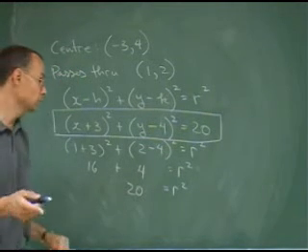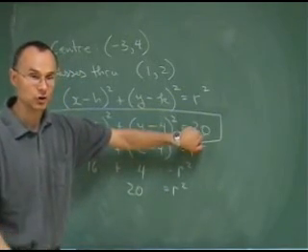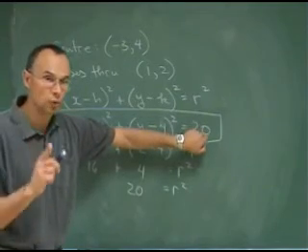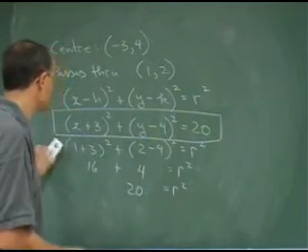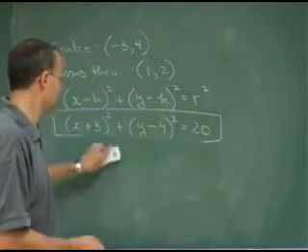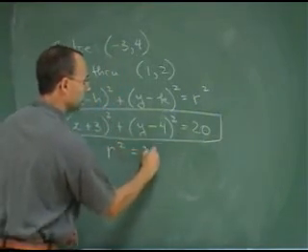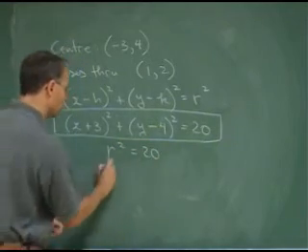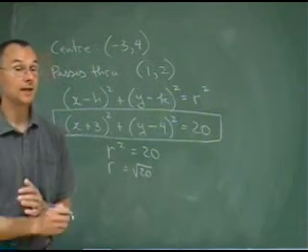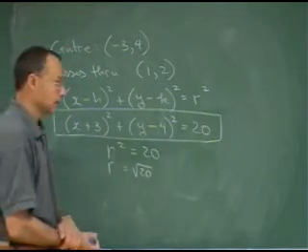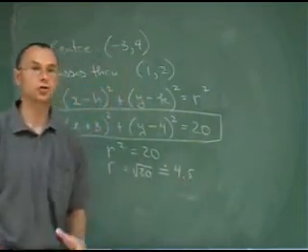Now just one word of caution. Keep in mind that this is not the radius of the circle. This is the radius squared. So if you're asked to identify the radius of the circle, we'd have to do a little work here. We know that the radius squared equals 20, so I would have to take the square root of both sides, and so I'd be looking at the square root of 20. That's the actual radius of the circle, which is approximately 4.5. So be very careful.